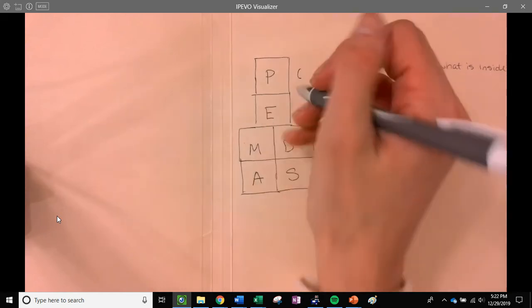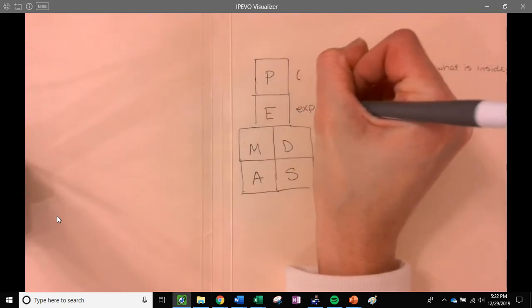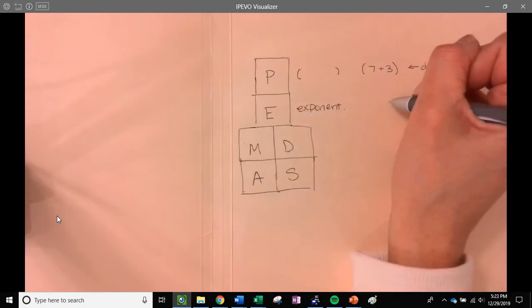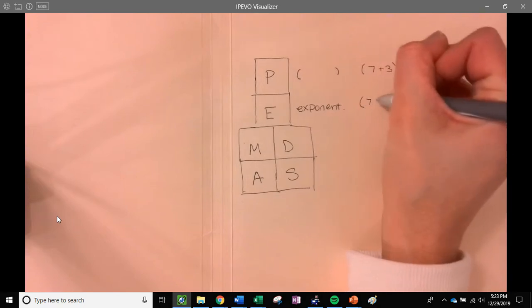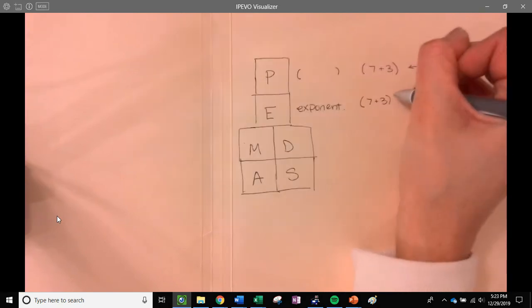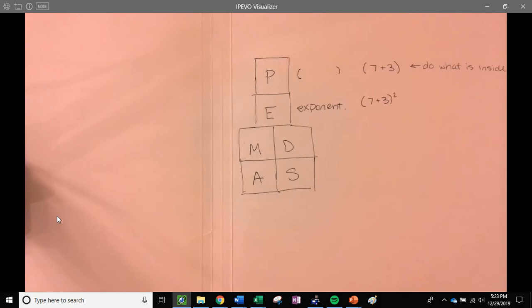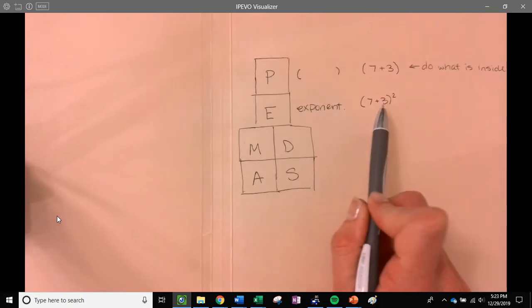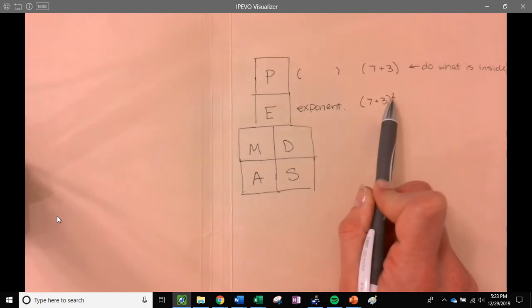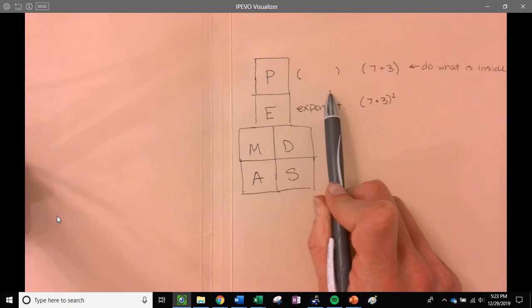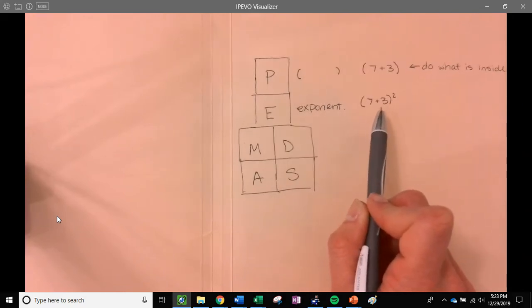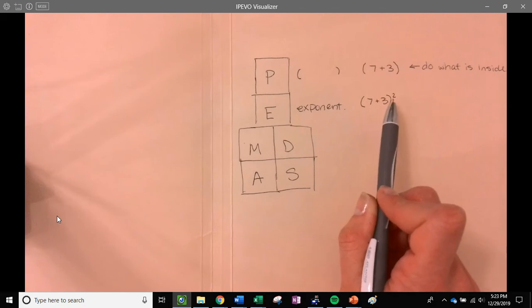Okay? The E stands for exponents. So if you have something, let's use the 7 plus 3 as an example. If you've got an exponent, you'll do what's inside the parentheses first. 7 plus 3 we know is 10. And then you will evaluate that for whatever exponent is given. So that's your next step. First, you're going to deal with whatever's inside parentheses. Then if you have any exponents, you will evaluate. So at that point, we would be saying, well, 10 squared, that equals 100.